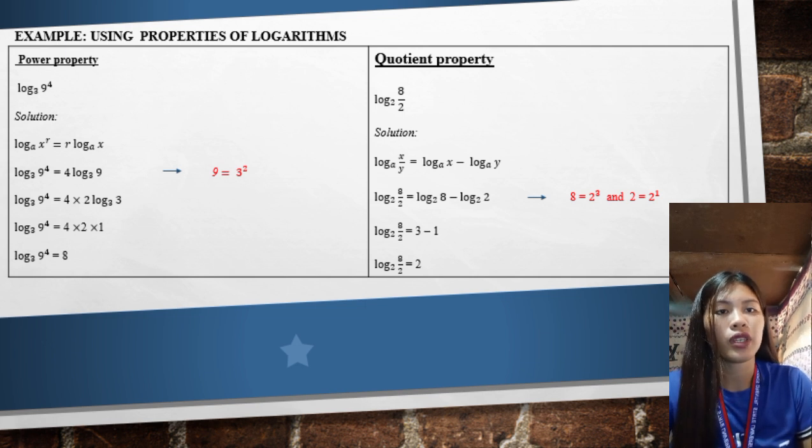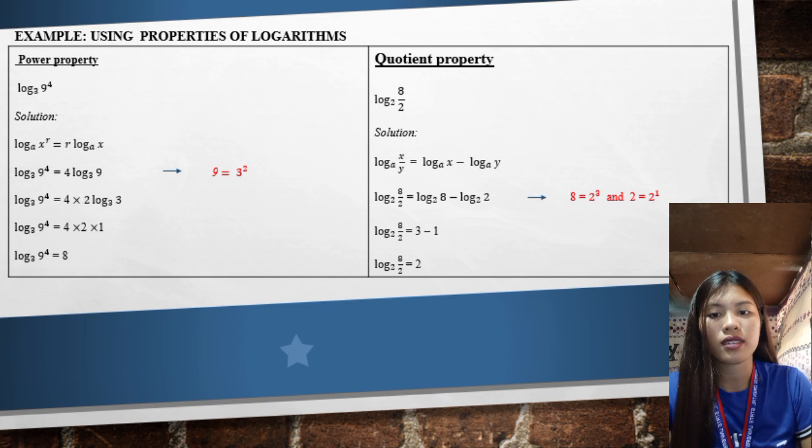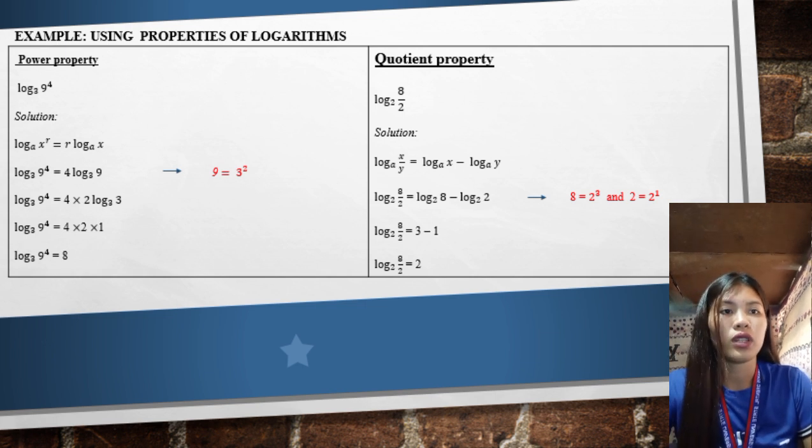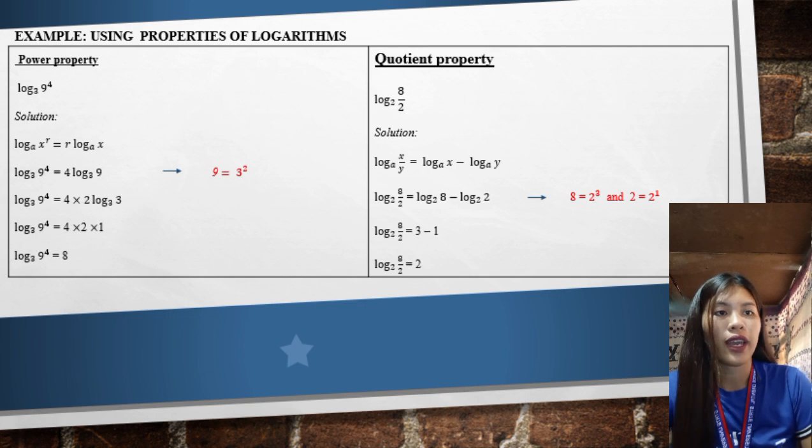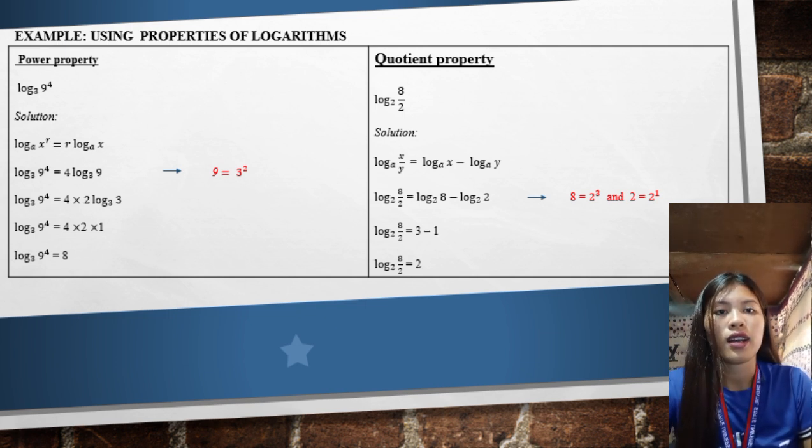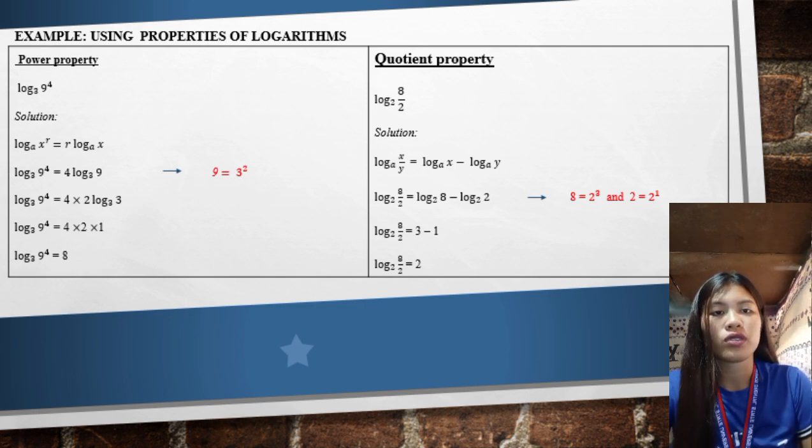The quotient property of logarithms states that log base a of x over y is equal to log base a of x minus log base a of y. So applying this to the given expression, we have log base 2 of 8 over 2 is equal to log base 2 of 8 minus log base 2 of 2.